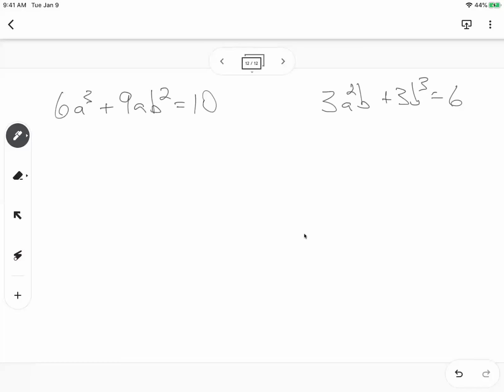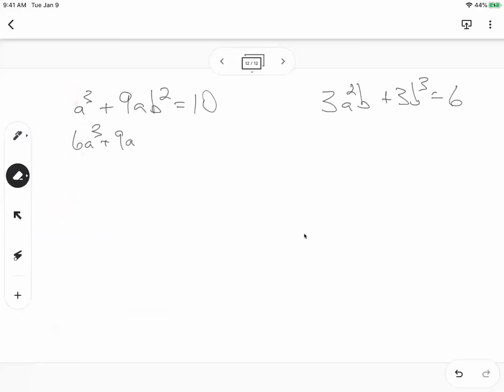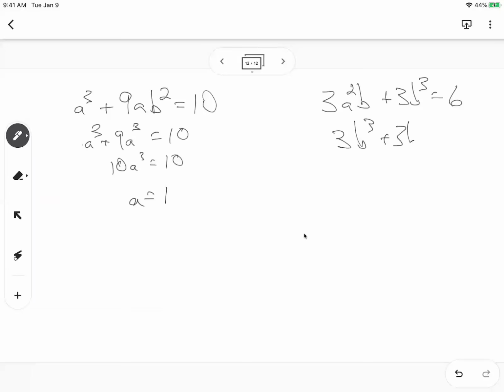And if a equals b, I have 6a cubed plus 9a. That's not a 6, I'm sorry. I'm just misreading my notes. This originally said a cubed plus 9ab squared equals 10. And simplifying, I have a cubed plus 9a cubed, because a and b are equal to each other, equals 10. So this suggests 10a cubed equals 10. A must be 1. And then I'm going to check for b over here. So I have 3b cubed plus 3b cubed equals 6. Again, 6b cubed equals 6, and it suggests b equals 1.